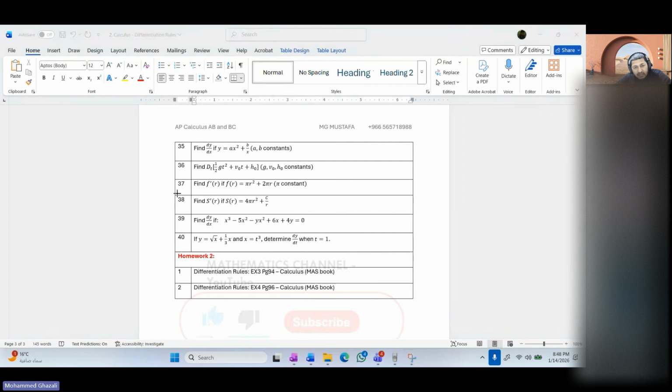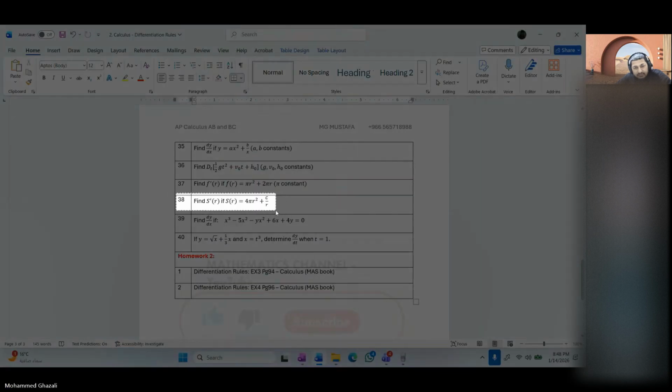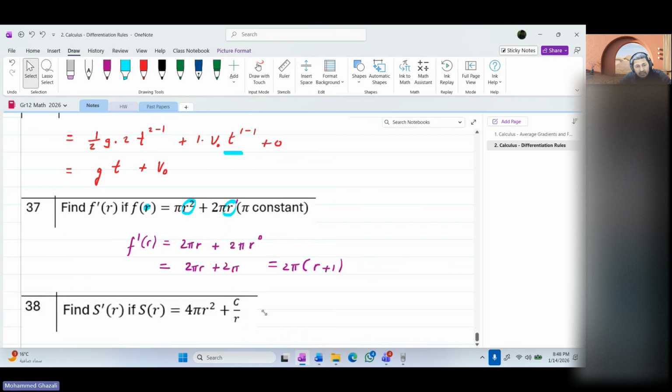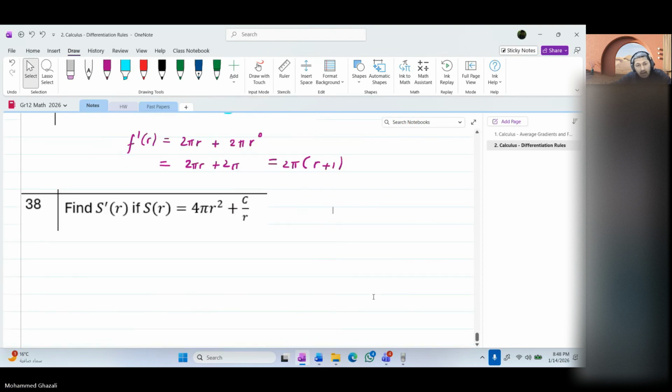Let's look at number 38. Right, so now again, we have r as a variable because you want to find s prime of r. r is your variable. But now we have that in power form and this is in a rational form. Mishka, you can try this out. So would it be 4 pi r squared, and then plus c r to the minus 1? Right, good.